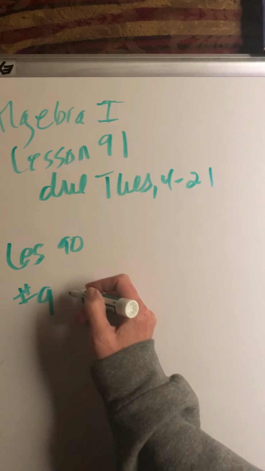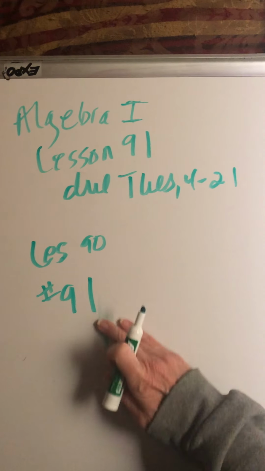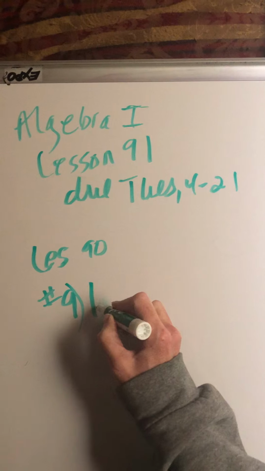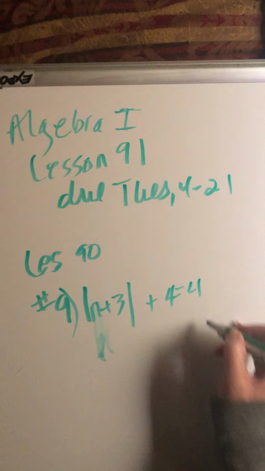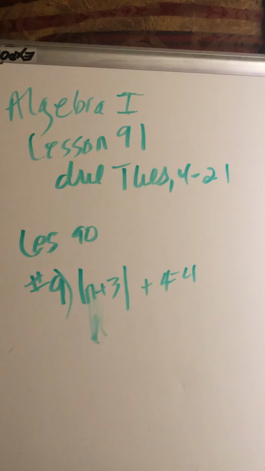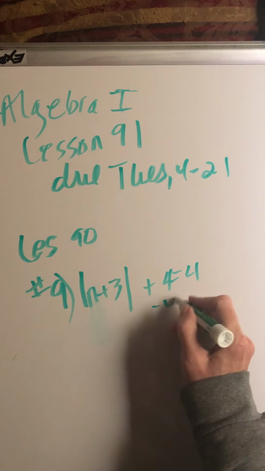Number 9 is one of them. It's absolute value, I think it's an n, I put an x. It's number 9, and it's absolute value of n plus 3, plus 4 equals 4. So you need to make sure you write these down in your notes because I'll be looking for them, because I want to show you what happened on this one.